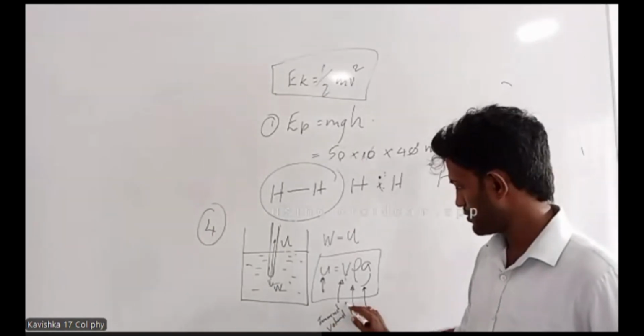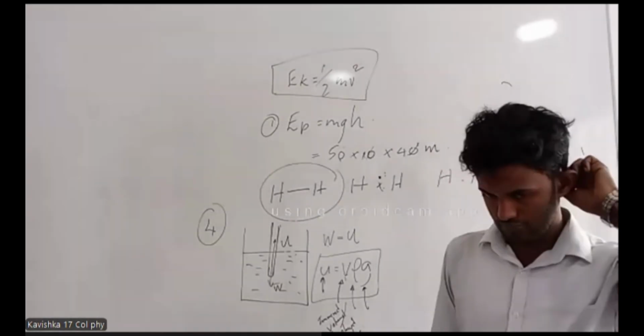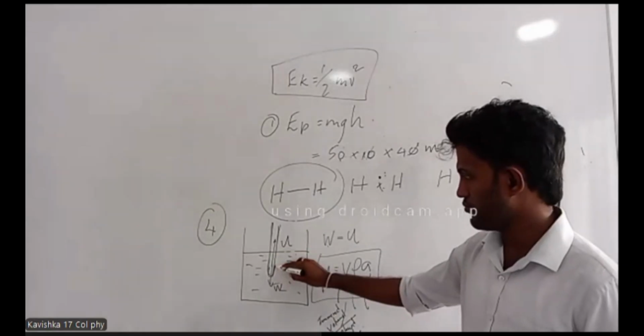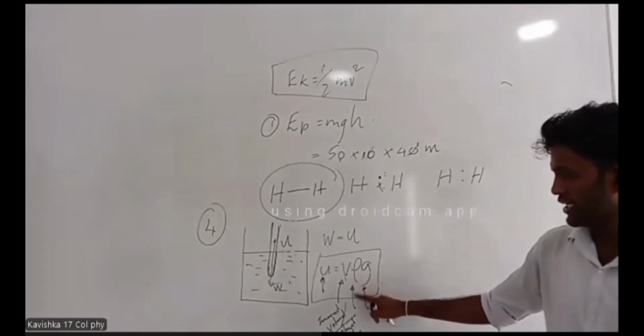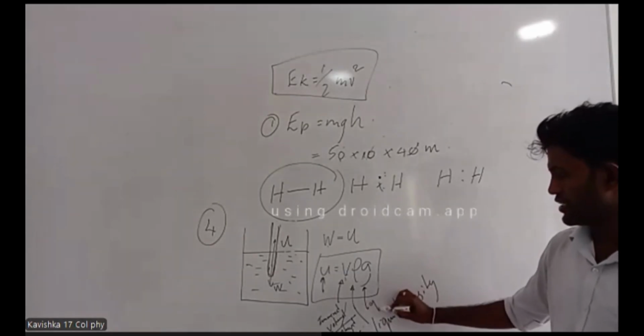So just put these two. Immersed volume or displaced volume. If this is not clear, just ask. The volume that is immersed is correct, but the displaced volume is what is called V. Rho is the density of the liquid. Liquid density, and this is gravitational acceleration.